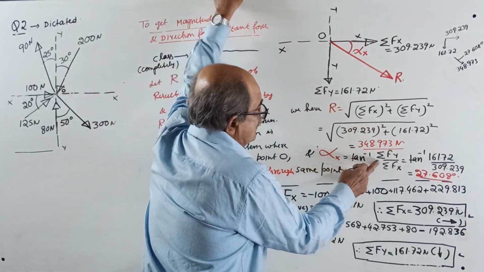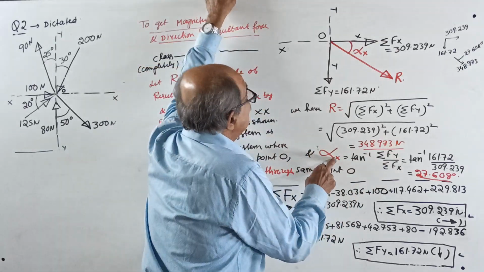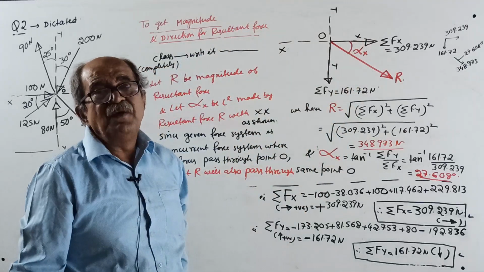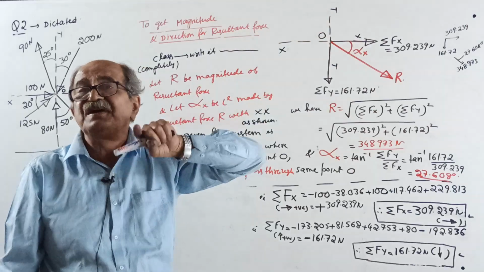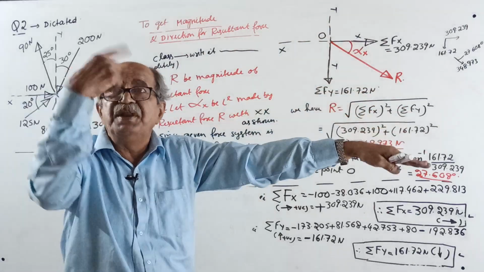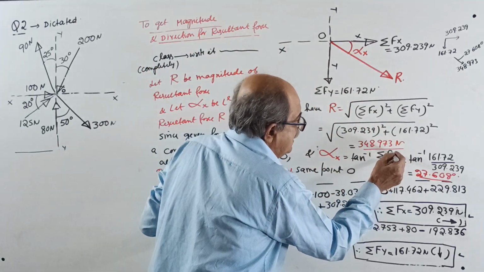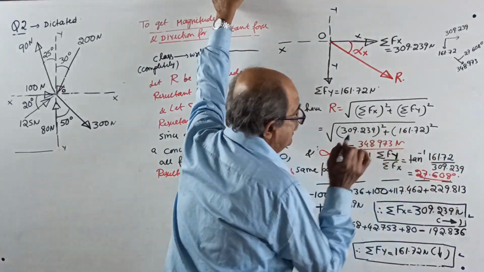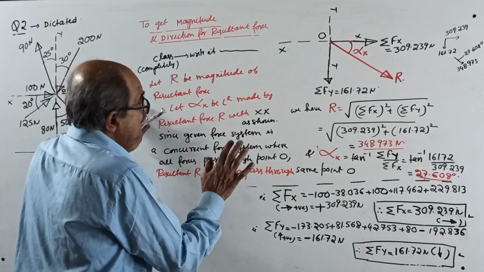Alpha x is tan inverse of. Repeatedly I told, the angle alpha is measured with x. When you measure angle alpha with x, horizontal, tan alpha equals opposite by adjacent, and the opposite is vertical. So it is sigma Fy by sigma Fx. Substitute, you get 27.608 degrees.